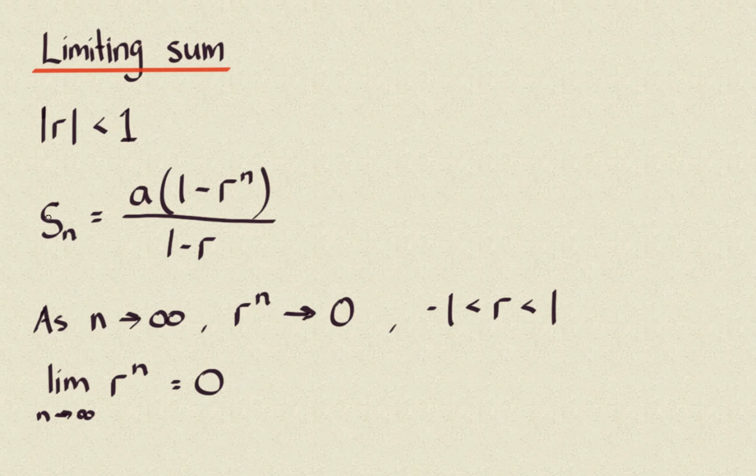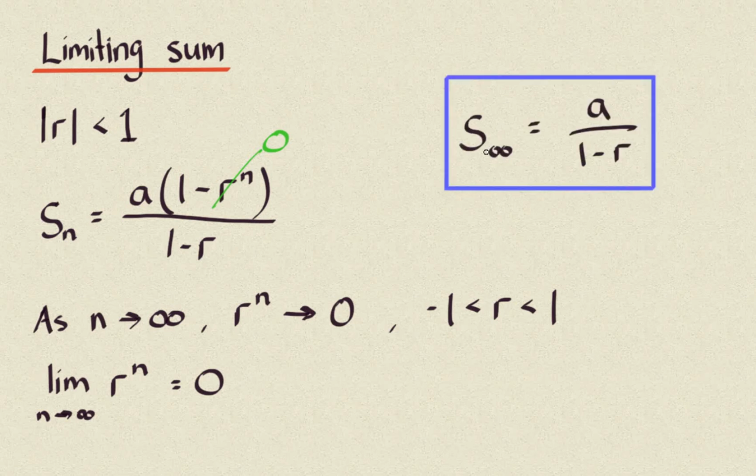then what's going to happen with our formula? Well, since this just goes to 0, all we are left with is a on top of the fraction. And so our official formula is the sum to infinity is a over 1 minus r. Pretty nice, hey? So let's do some more examples now using this new formula.